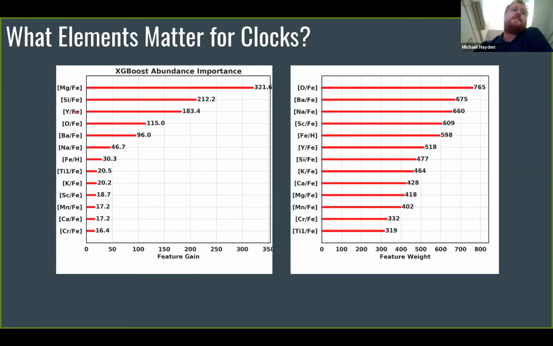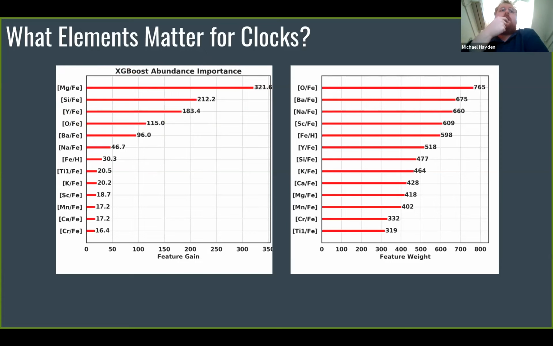The next one on the list is yttrium. So this is our s-process element. Then we have another alpha element in oxygen, and then we have another s-process element in barium. This basically makes up most of the weight that XGBoost was giving to the elements. So this is telling us that if you measure iron, if you measure an alpha element like magnesium, and if you measure an s-process element like yttrium, you're actually able to estimate the age of a star very well. And those are the elements that you need when you're doing these chemical clocks.